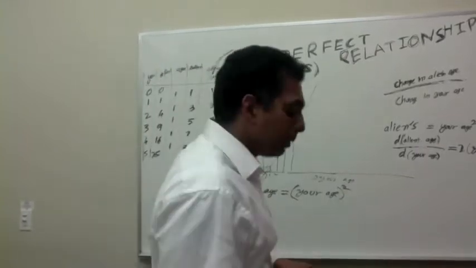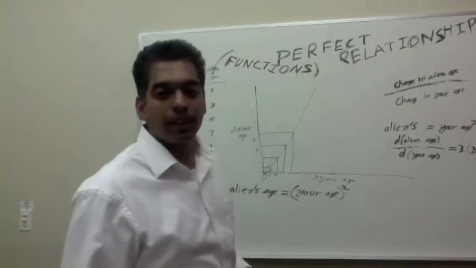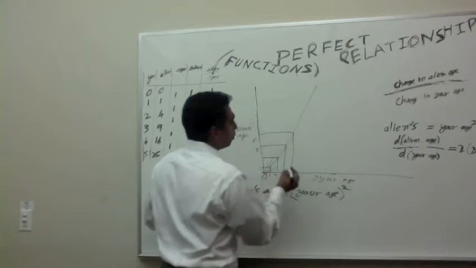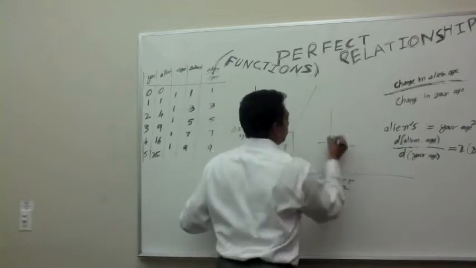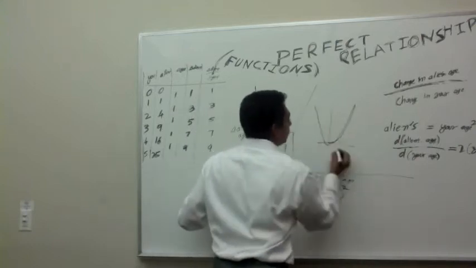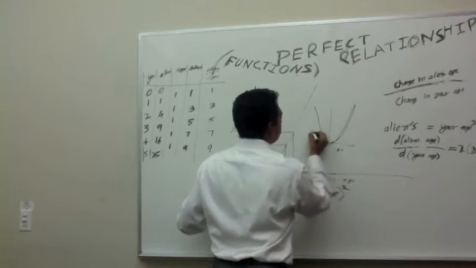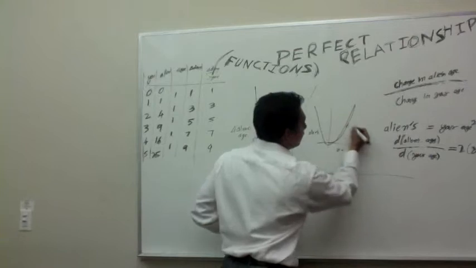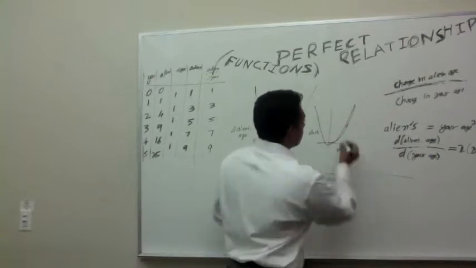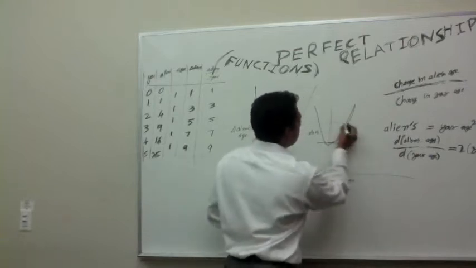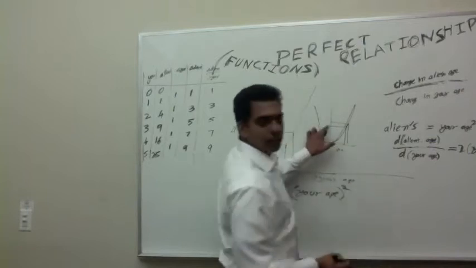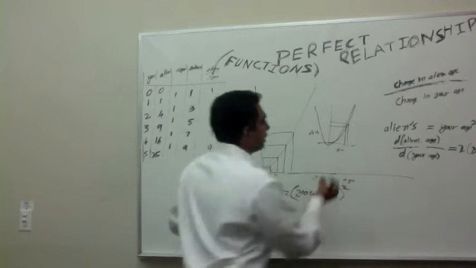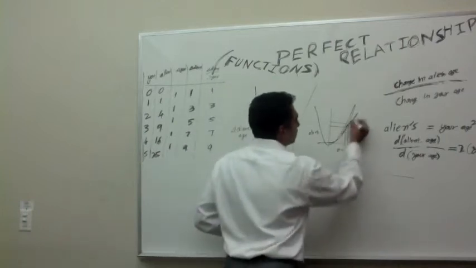Okay, and some people like to use the example of tangent, which means exactly the same thing, going back to our parabola, your age, alien's age. So when there's a small change in your age, this is the small change. There's a corresponding change in the alien's age. This ratio also happens to be the tangent at this point.